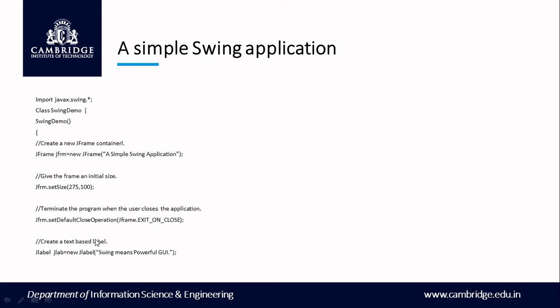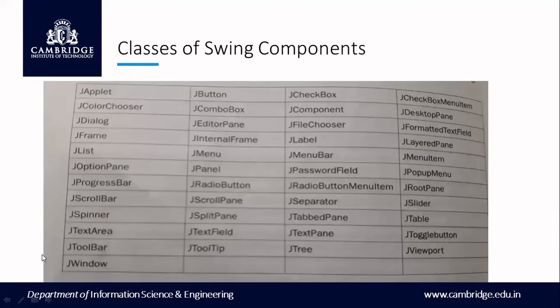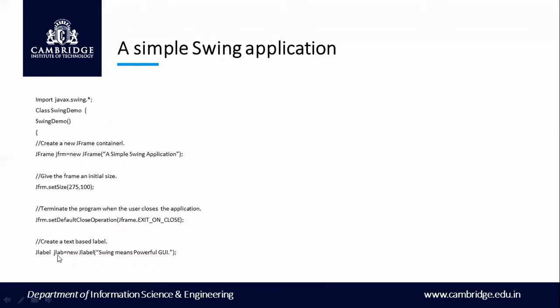Please understand now, this label is another component. We are going to create a label. I hope you understood the meaning of a label. When you execute this program and see the output, these components will become much clearer. I've created a new label, JLabel. That was the class that was present here. You can see JLabel here. For this JLabel, I'm creating an object called jlab, and I'm naming the JLabel "Swing means powerful GUI". So there will be a small label displayed, and the text that will be displayed on the label is Swing means powerful GUI.